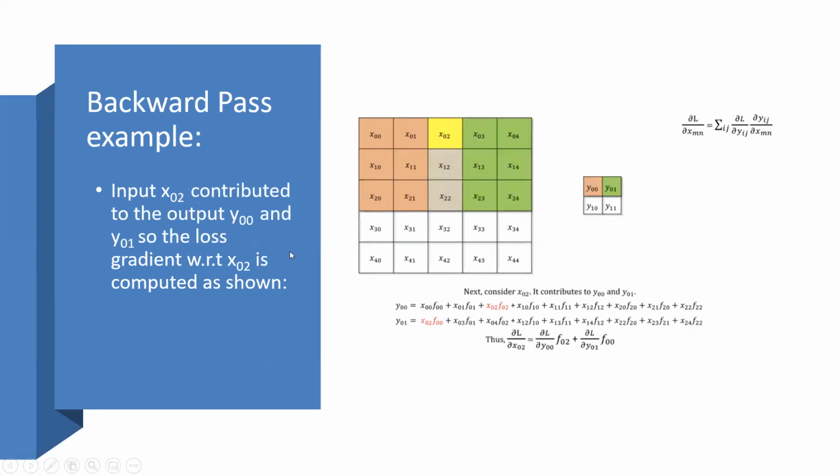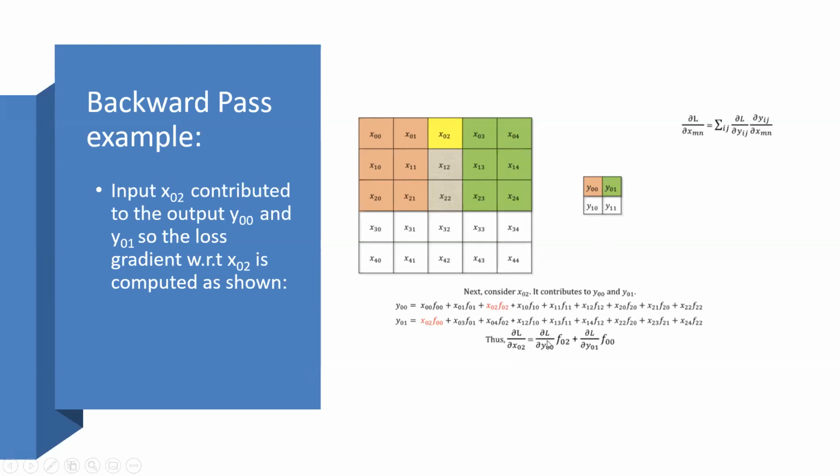And now we go to a special case of x02. In x02, we can see that in the first scan, or the first convolving, it produced output y00, and then in the second stride it also produced output y01. So for us to get the loss gradient with respect to x02, we're going to sum the loss gradients of all the outputs that the input contributed to.